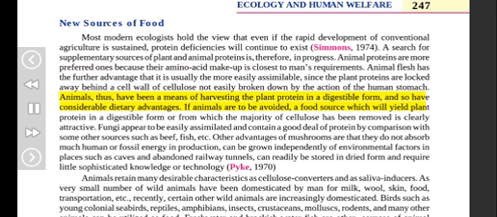Animals, thus, have been a means of harvesting the plant protein in a digestible form, and so have considerable dietary advantages. If animals are to be avoided, a food source which will yield plant protein in a digestible form, or from which the majority of cellulose has been removed, is clearly attractive. Fungi appear to be easily assimilated and contain a good deal of protein by comparison with some other sources such as beef, fish, etc.